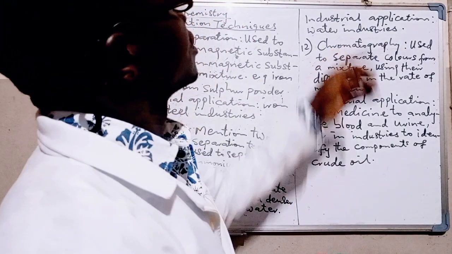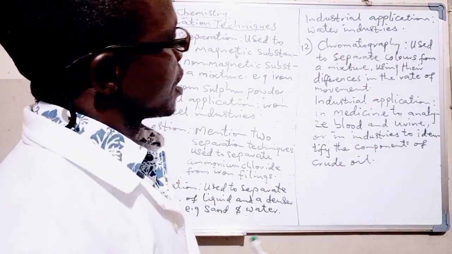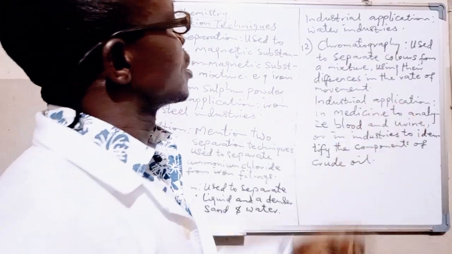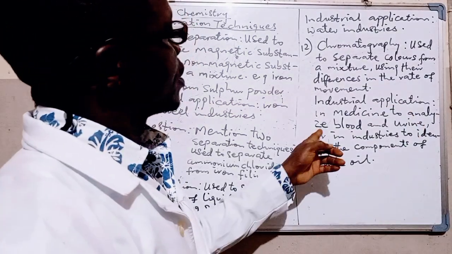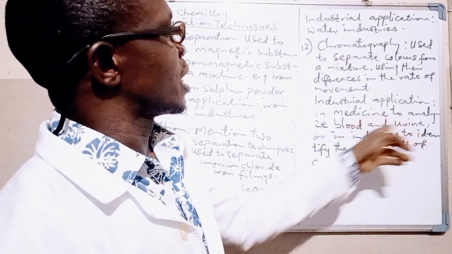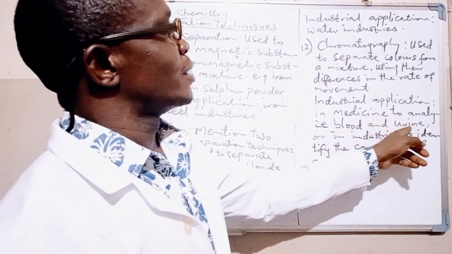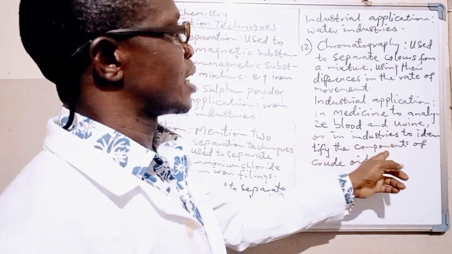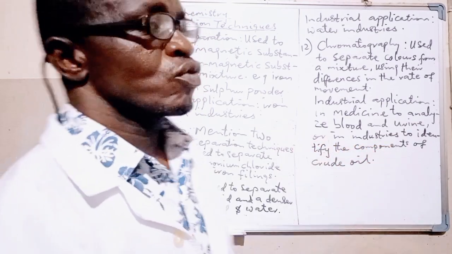That technique is chromatography. And the industrial application of chromatography is in medicine. They are using it in medicine to analyze blood and urine. They are also using it in industry to analyze the components of crude oil.